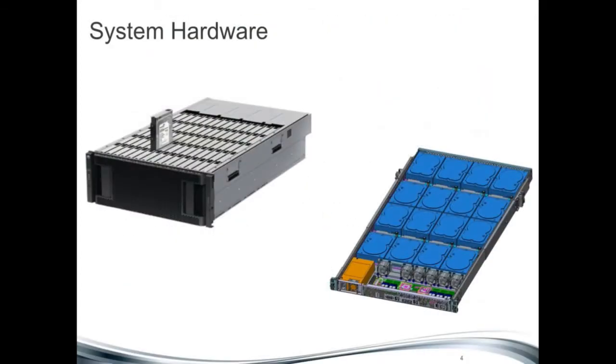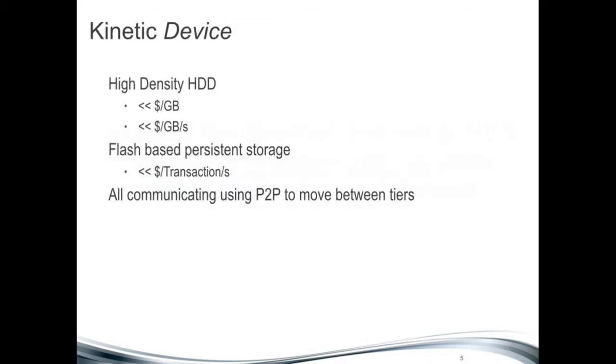You take these Kinetic devices, you can put them into systems. These systems are trays that have the first level of switching. This first level of switching then goes up to the top of the rack, and all of these devices are directly addressable from the machines to the devices.